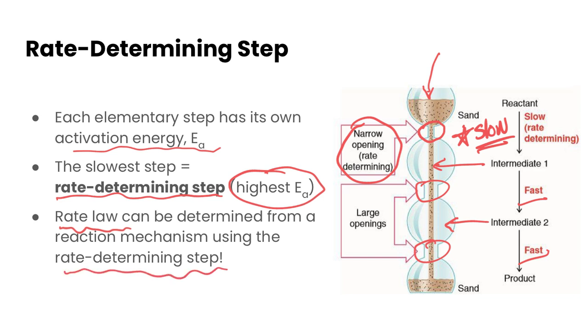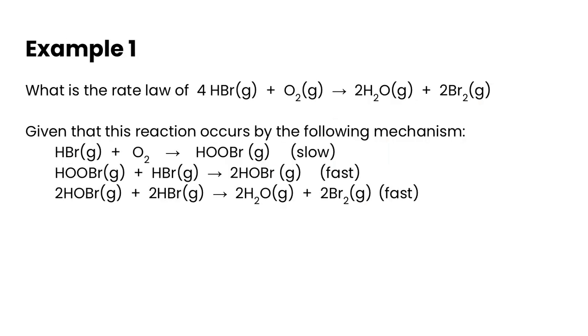So let's take a look at a couple of examples of how that will work. All right, so in our first example here, we're asked to find the rate law for this overall reaction. You can see we got 5 things reacting here. So this is really unlikely to happen in one step and much more likely to happen as a multi-step reaction. So we're given a mechanism here, and what we want to focus on is that our rate determining step is our first step here. Let's highlight that because that is our slow step.